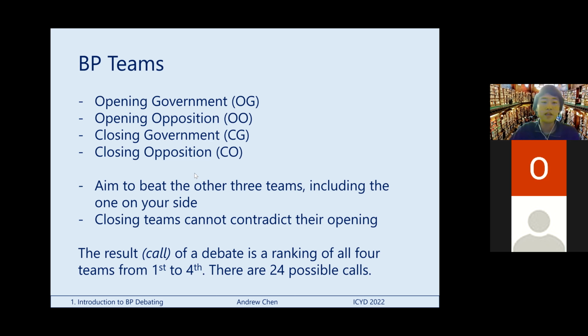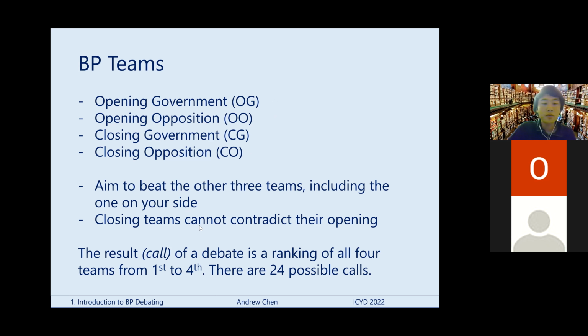And the thing with BP is that even though there's two teams on each side, you are trying to beat all three other teams, including the one on your side. So if you're opening government, you want to beat OO, CO, and also CG instead of just OO and CO. And if you are a closing team in BP, even though you want to beat your opening team, you can't contradict them. You can't say that they were wrong. You just have to provide better arguments in a better case.